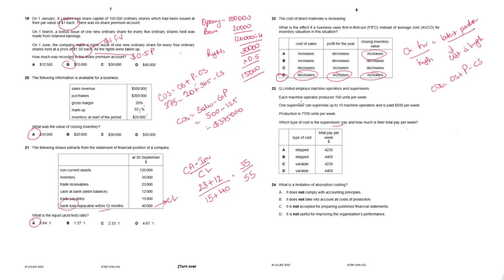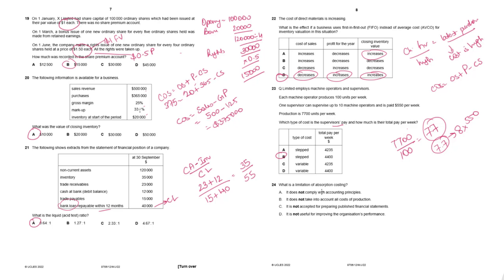So one supervisor can supervise up to 10 machine operators. So if we get the number of machine operators, we will get how many supervisors we need. Machine operators produce 100 units per week. Output needed is 7,700. If each operator can produce 100 units, we need a total of 77 operators. But one supervisor can supervise only 10 operators. So 77 divided by 10 gives 7.7. Obviously, you cannot have supervisors in fraction, so we will round this off to 8 supervisors. Each supervisor is paid 550 per week. So 4,400 is the salary. So option B.